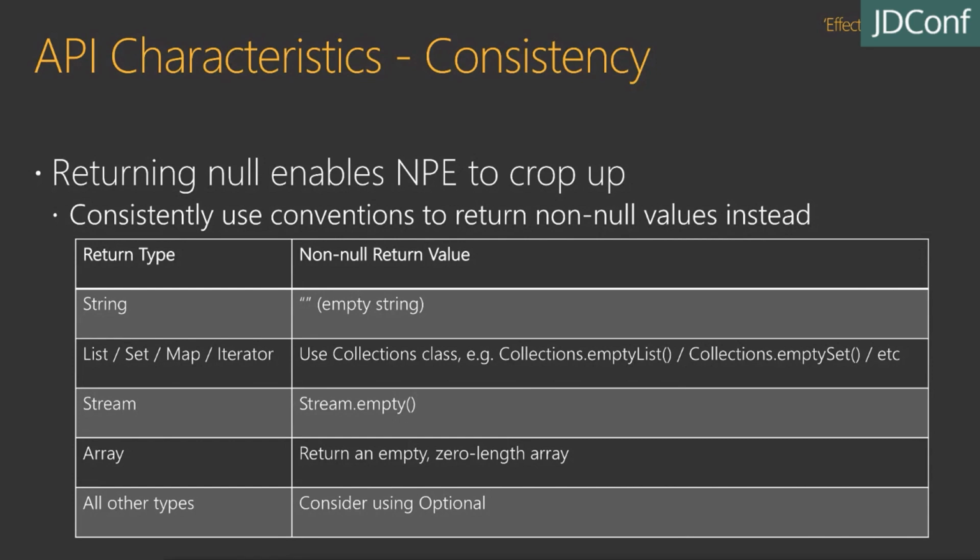And JDK 8 introduced the concept of an optional. An optional is a really good choice that you might use for returning things that may or may not be null that you want the user to be defensive about without necessarily running into null exceptions.